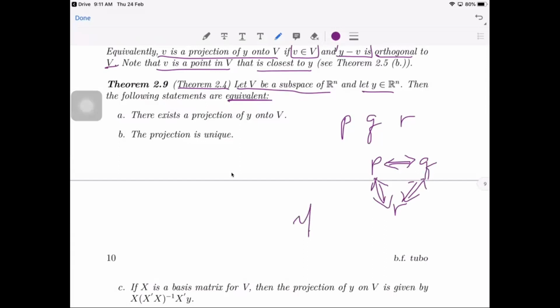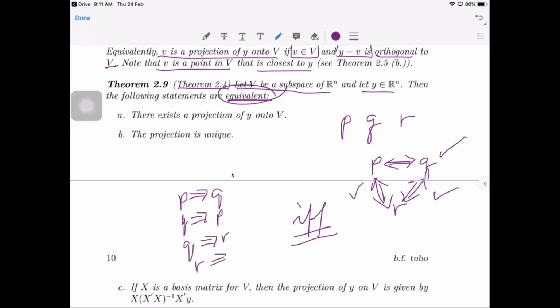If we have an if and only if statement, equivalent statements, when we try to prove it, we have P if and only if Q, Q if and only if R, and P if and only if R. So you will have 6 implications: P implies Q, Q implies P, Q implies R, R implies Q, P implies R, and R implies P for it to be equivalent.